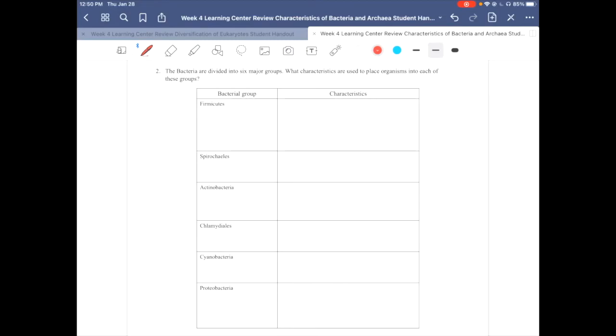Okay, yeah. So in the next section, we're going to look at the characteristics that are used to place them into each of these six groups. I'm not sure how exactly to pronounce all these words, but I'm going to try my best. So the first bacterial group is the Firmicutes.